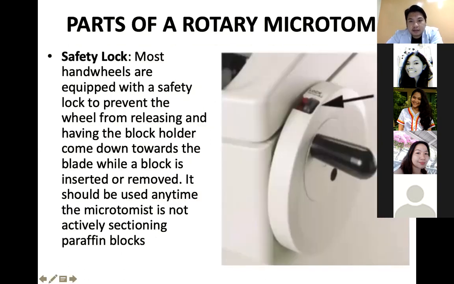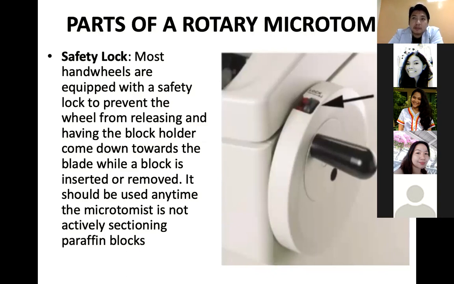So, the safety lock. Even our manual rotary microtome has this safety lock. Most hand wheels are equipped with a safety lock to prevent the wheel from releasing and the block holder from coming down towards the blade while the block is inserted or removed. If not in use, we use this safety lock because the hand wheels move easily.